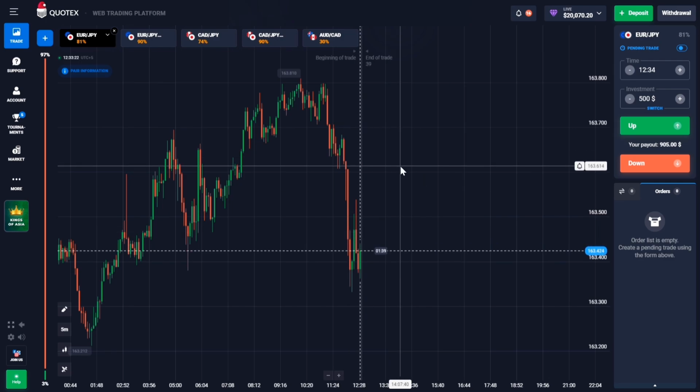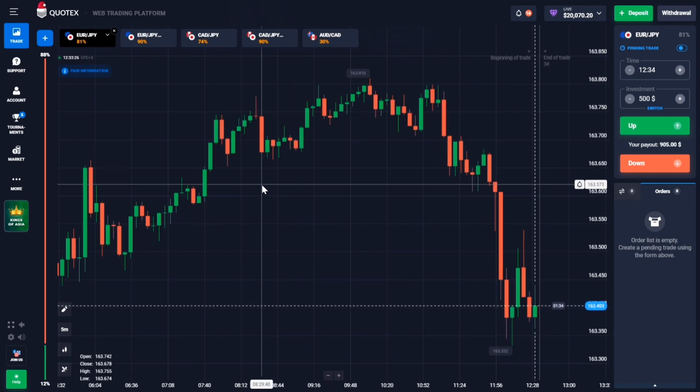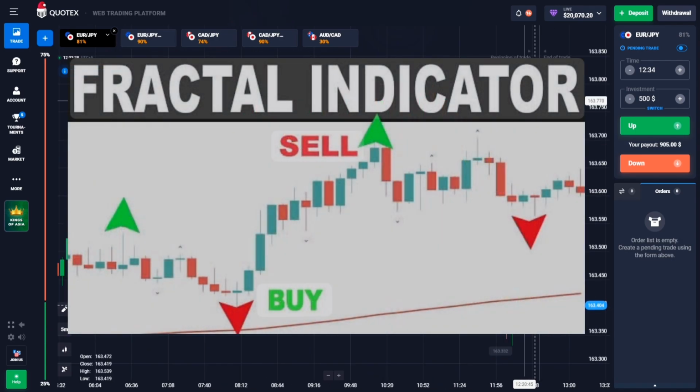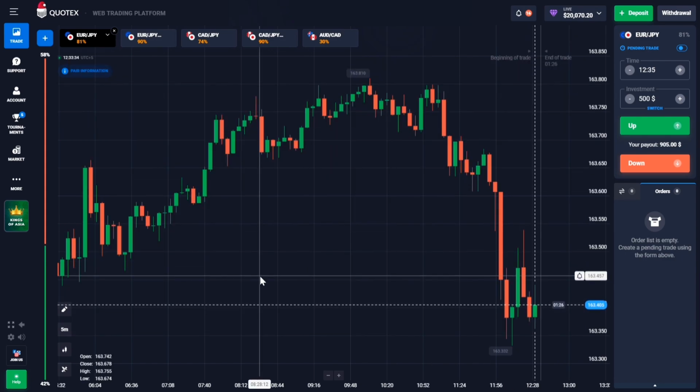Today, we're going to explore one of the most powerful and versatile indicators in technical analysis, the fractal indicator. This indicator can help you identify trends, predict price movements, and even detect potential reversals.